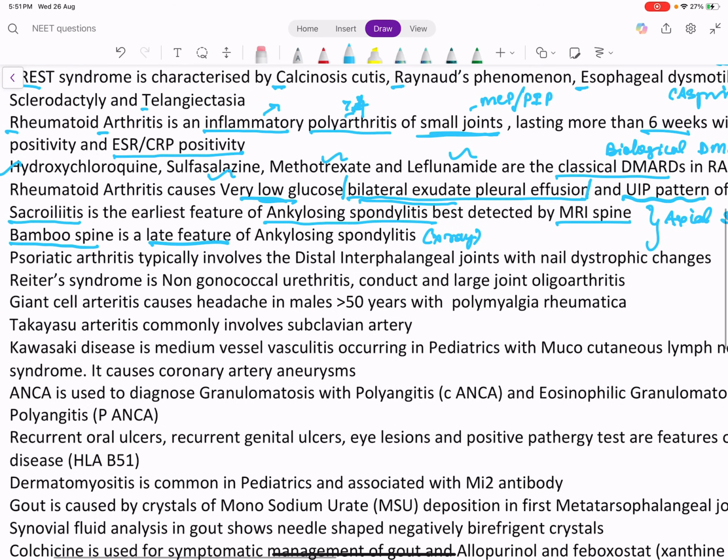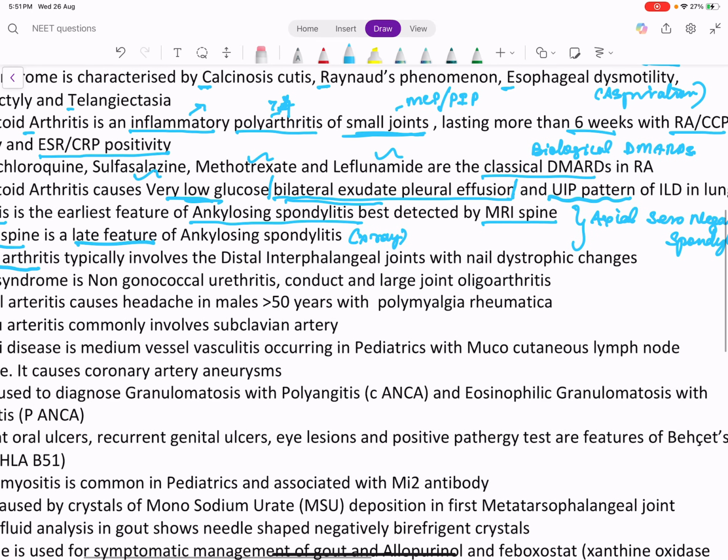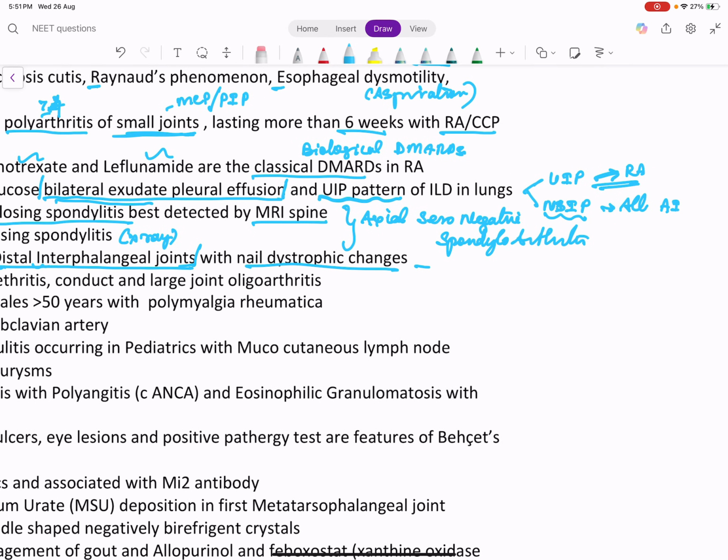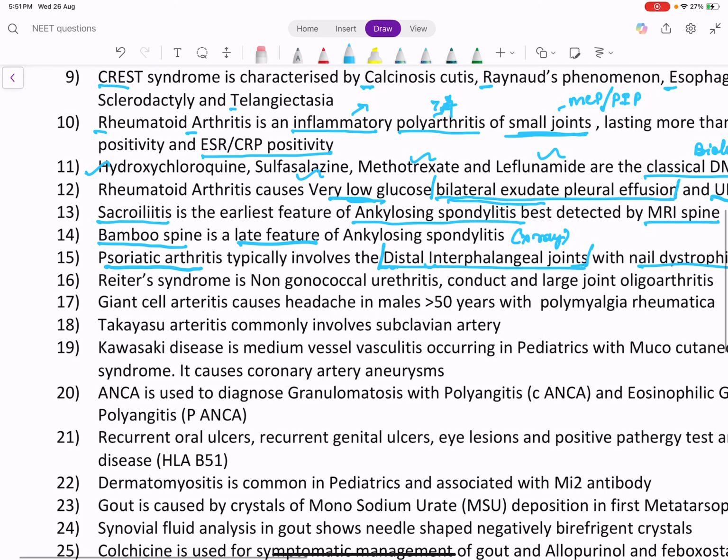Psoriatic arthritis is another spondyloarthritis which affects the appendicular skeleton. Here the distal interphalangeal joint is affected. In rheumatoid arthritis, PIP is affected. In psoriatic arthritis, DIP is affected, plus there can be nail dystrophic changes. If you see the criteria for psoriatic arthritis, there should be DIP involvement, plus there can be a personal history of psoriasis, or past history of psoriasis, or even a family history of psoriasis.